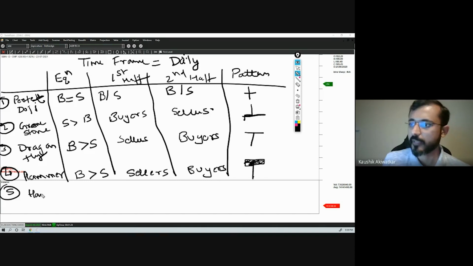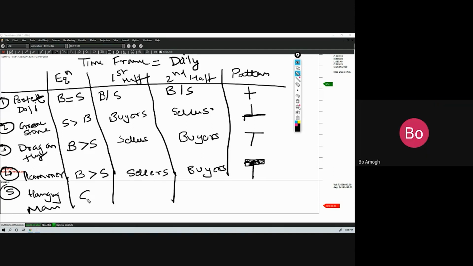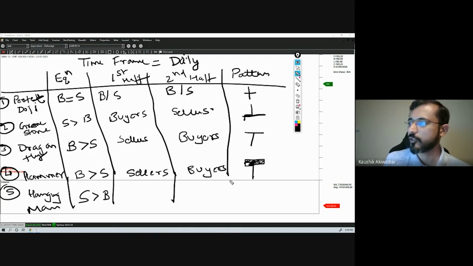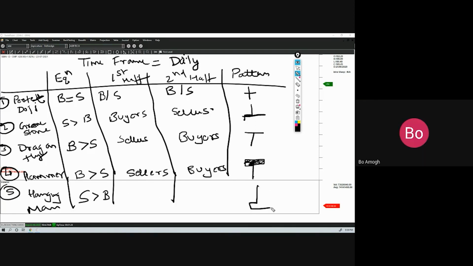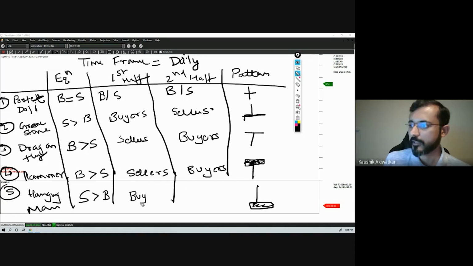Fifth, hanging man. What will be the equation? Sellers greater than buyers. So who will be active? Buyers in the morning, first half, and sellers in the second half.